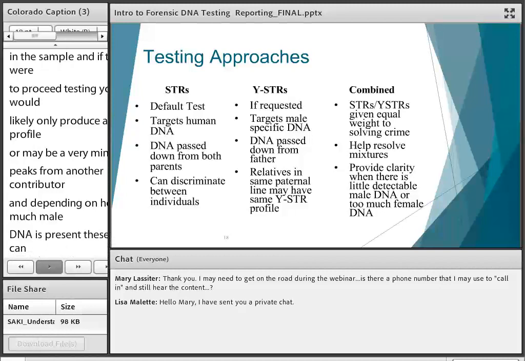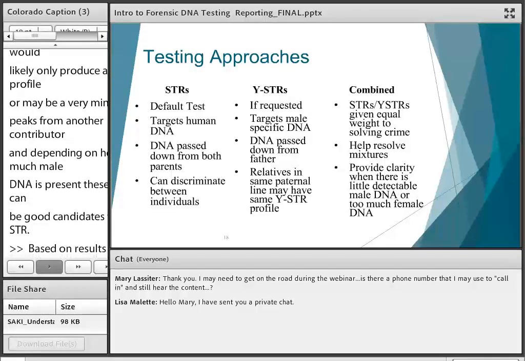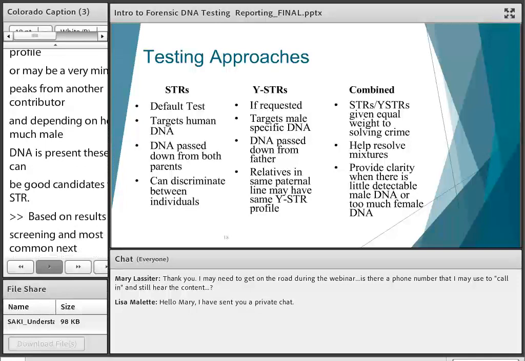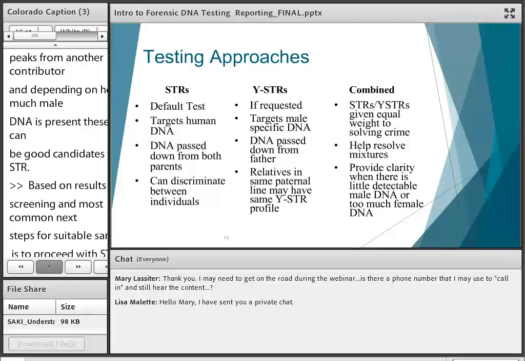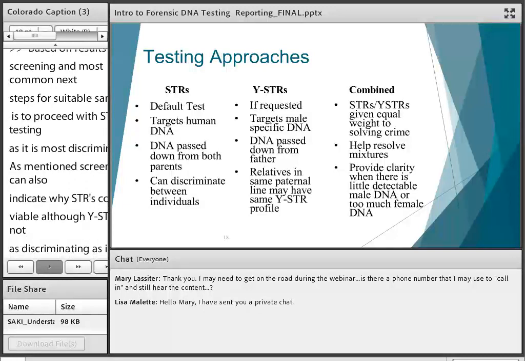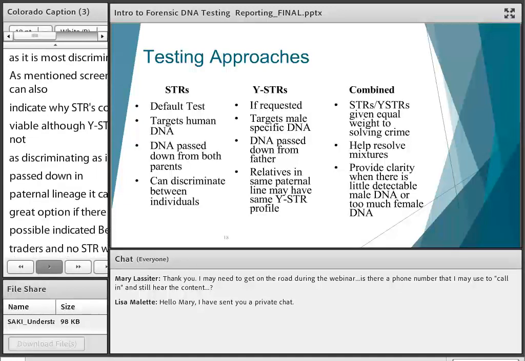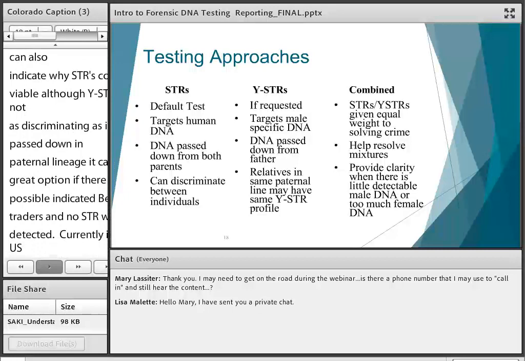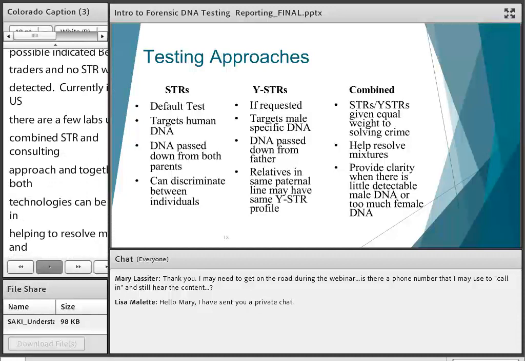So based on the results of screening, the most common next step for suitable samples is to proceed with STR testing as it's most discriminating. As mentioned, screening can also indicate if YSTRs could be viable. Although YSTRs are not as discriminating as the Y chromosome is passed down from the paternal lineage, it can help target male DNA and can be a great option if there are possible indicated perpetrators and no STR profile was detected. Currently in the U.S., there are a few labs that are using a combined STR and YSTR approach, noting that together, both of these technologies can be valuable in helping to resolve mixtures and provide clarity for the overall case. So if you work in one of these places, you may see YSTR and STR results reported in the same case file.